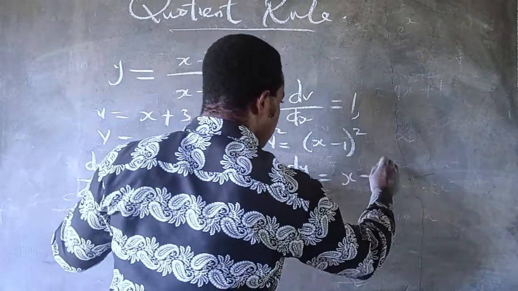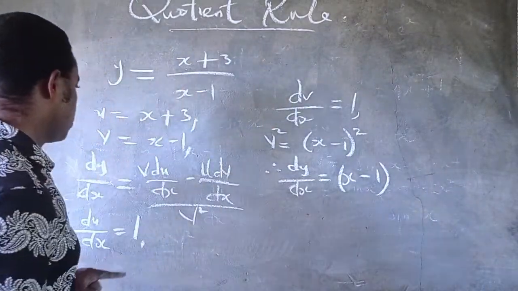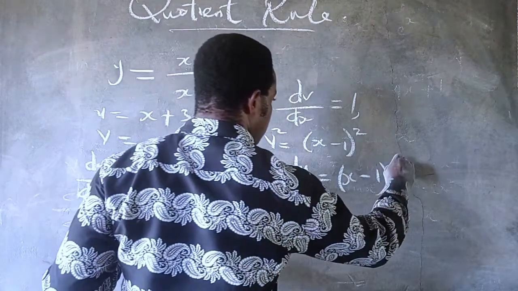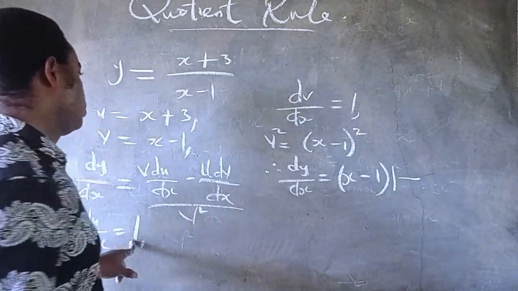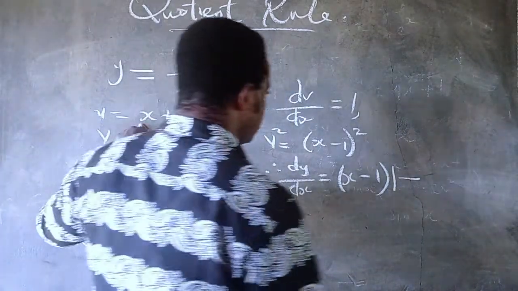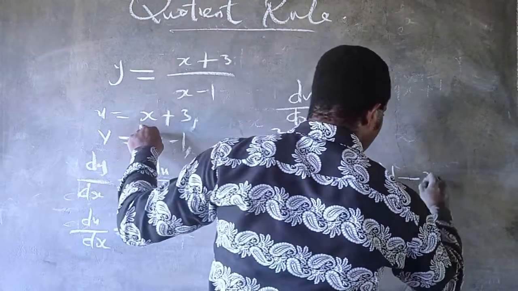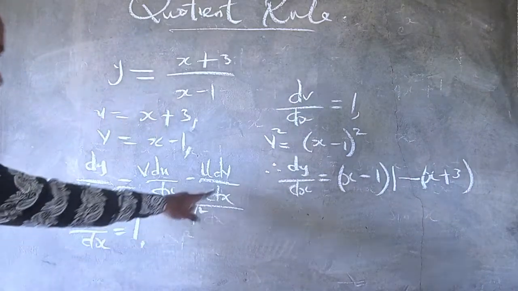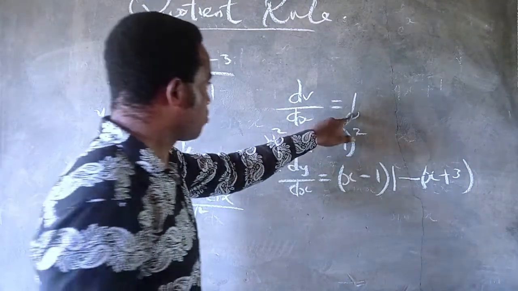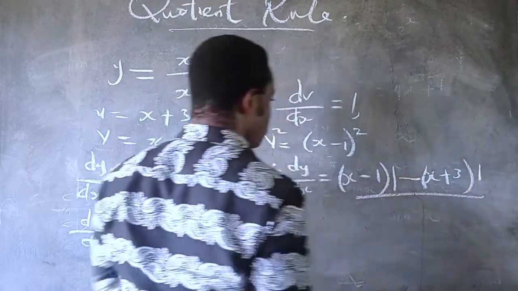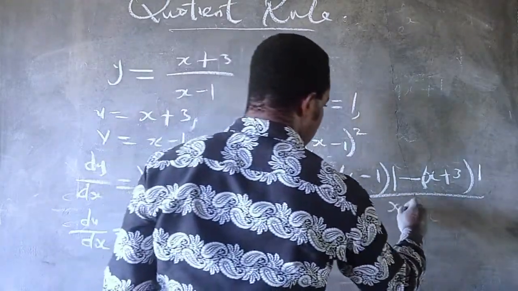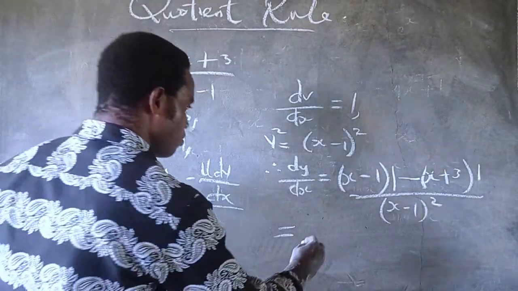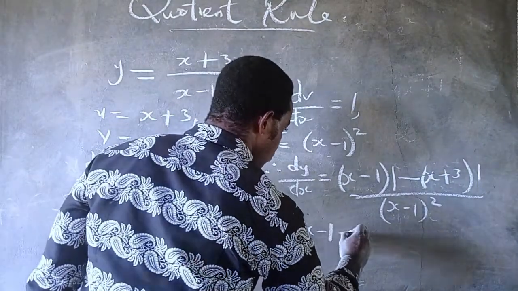So the dy/dx is v, which is x minus 1, multiplied by the derivative of u, which is 1. I am not supposed to write that, but for the sake of practice, let's just write it because some of us might need it. And minus u, which is x plus 3, multiplied by dv/dx, which is 1. For the sake of practice, let's write that too. All over v squared. So we just have to simplify that expression.